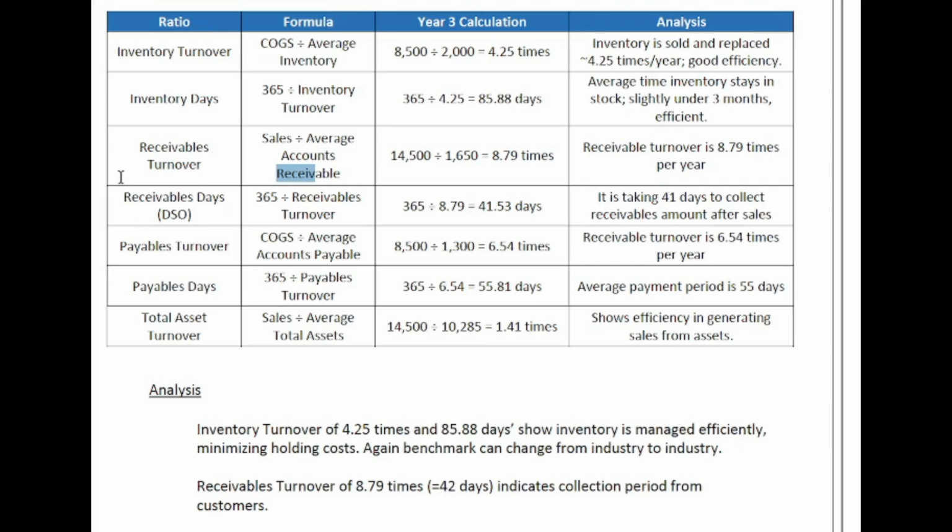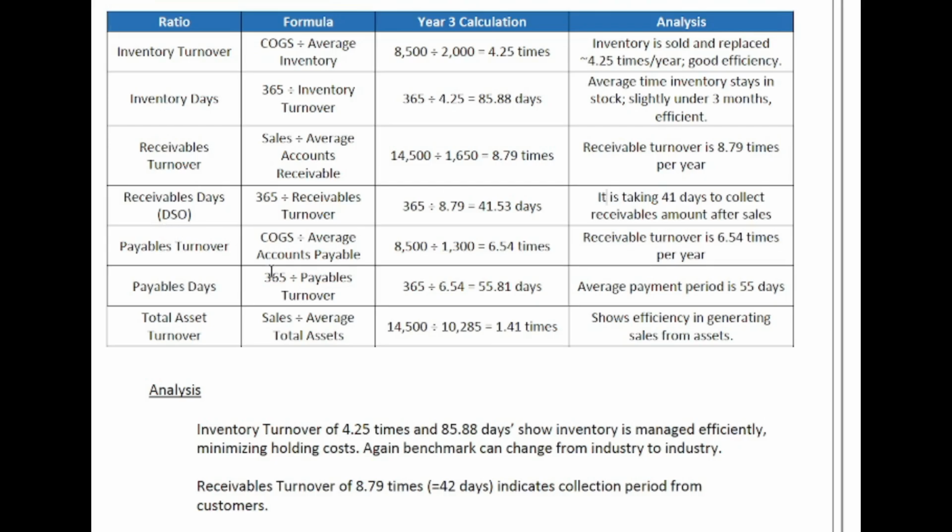If I simply convert this ratio into number of days, that means 365 divided by 8.79, that means 41.53 days. What it indicates is that this company is taking on average 41 days to collect the receivable after the sales.